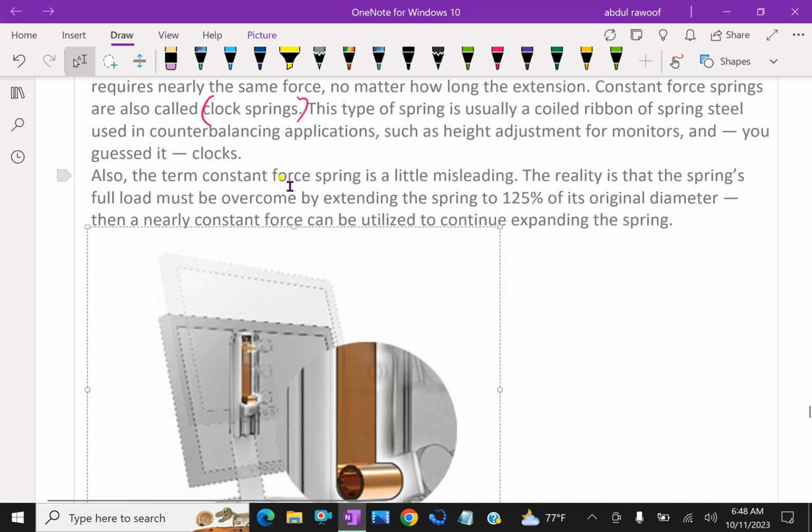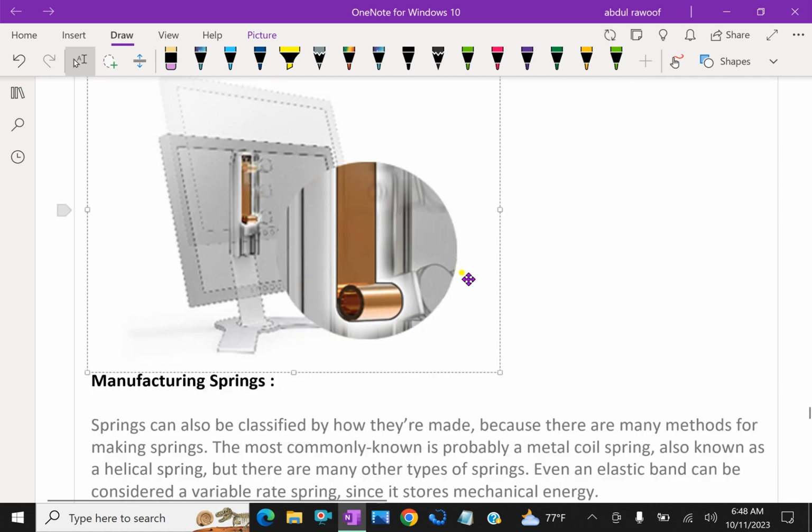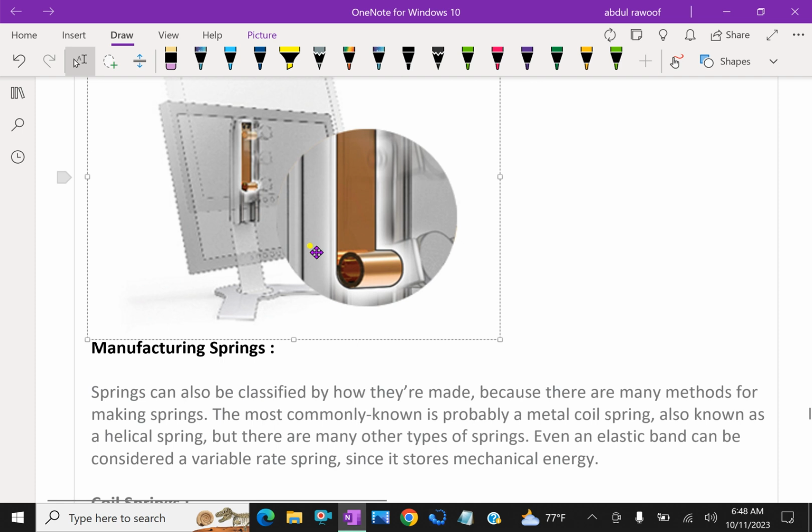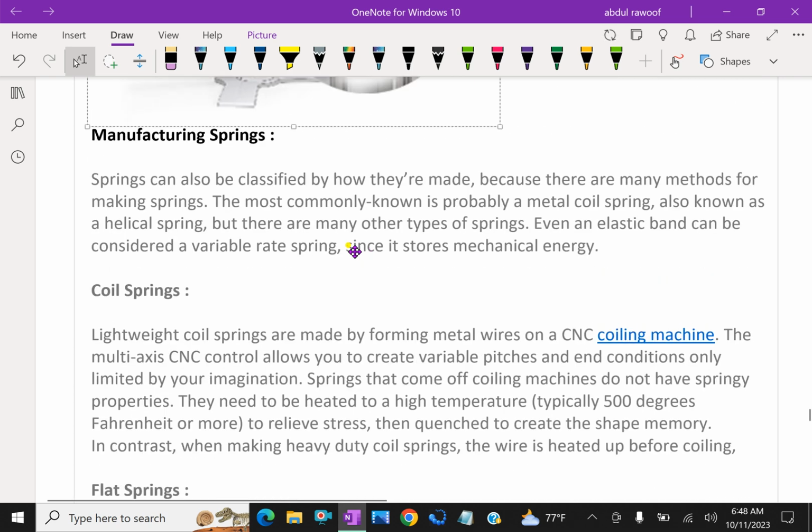Also, the term constant force spring is a little misleading. The reality is that the spring's full load must be overcome by extending the spring to 125% of the original diameter. Now, this is some usage of springs in door stops or some other applications.